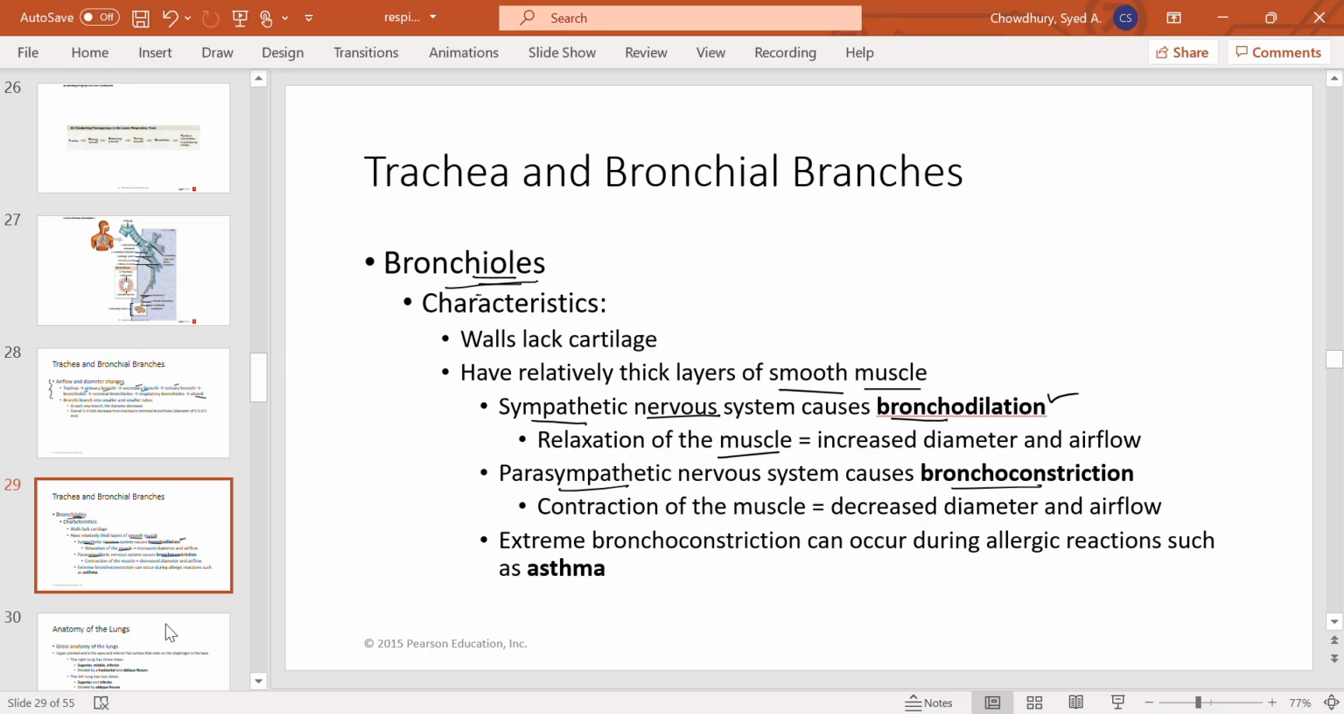Okay, there are some drugs or medicines that can also cause the bronchoconstriction or bronchodilation. The puff you use, the asthmatic patients, they take the inhaler or puff that has the chemical that would cause the relaxation of the bronchial smooth muscle to cause the bronchodilation. So more air will be able to pass through the tubes or bronchioles. Okay.